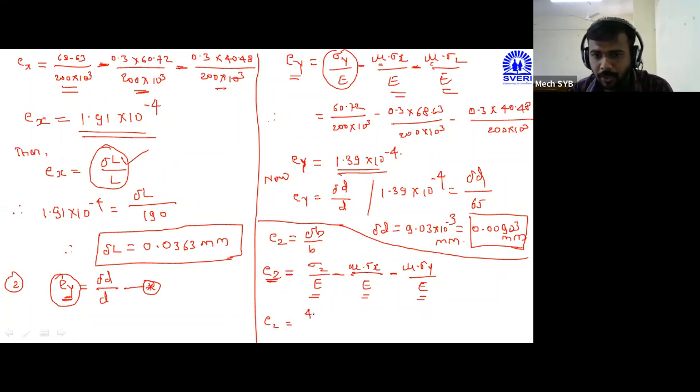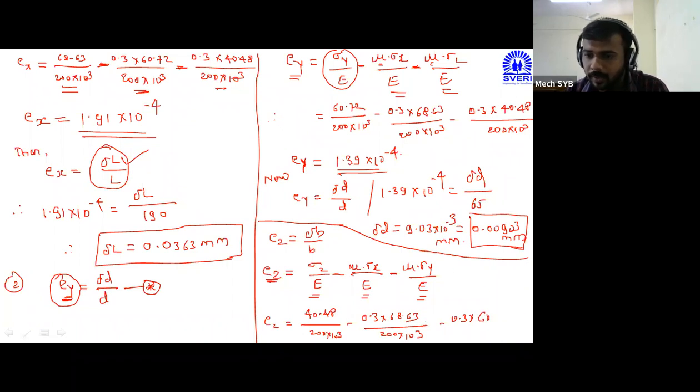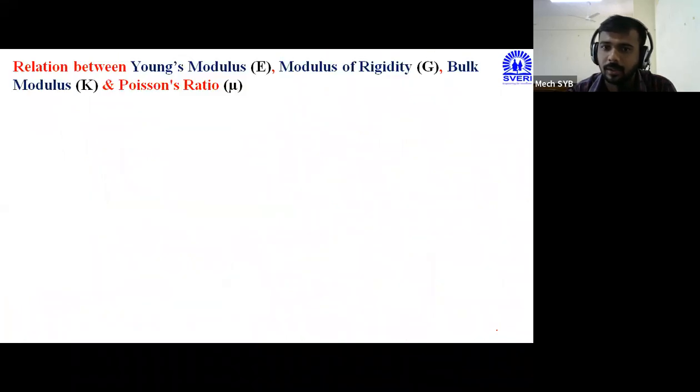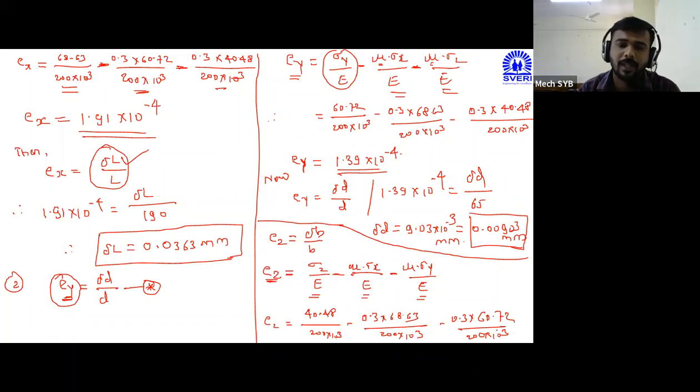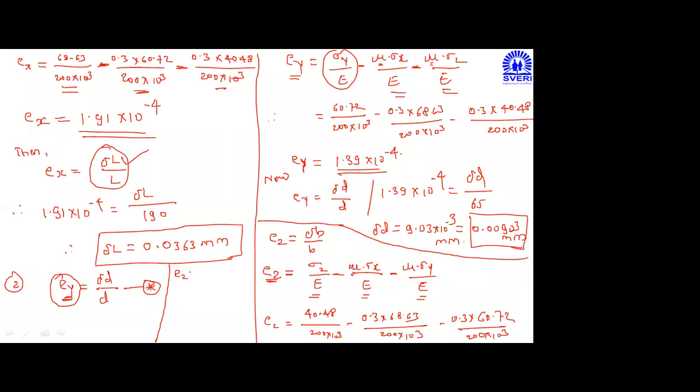Epsilon z. So 40.48 divided by 200 into 10 raised to 3, minus mu 0.3 into sigma x, 68.63 divided by 200 into 10 raised to 3, minus mu into sigma y, 60.72 divided by 200 into 10 raised to 3. Tell me the epsilon z. Here I will write 8.02 into 10 raised to minus 6.